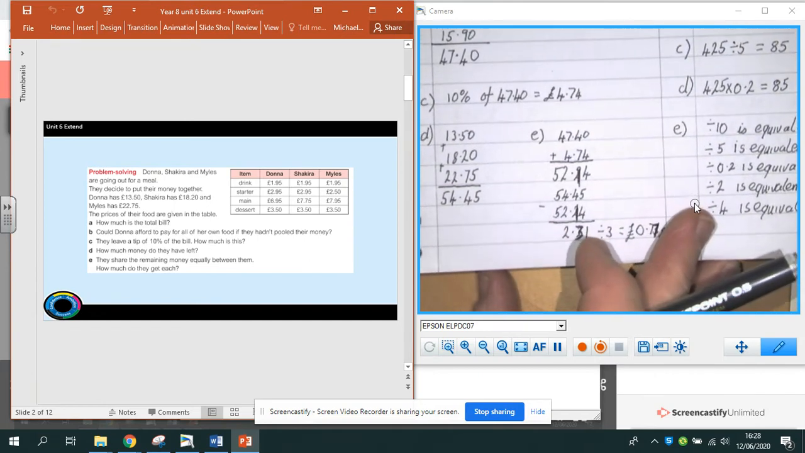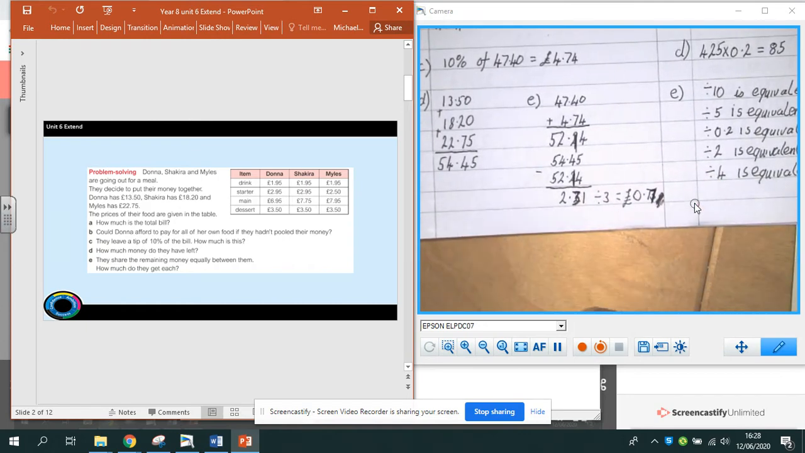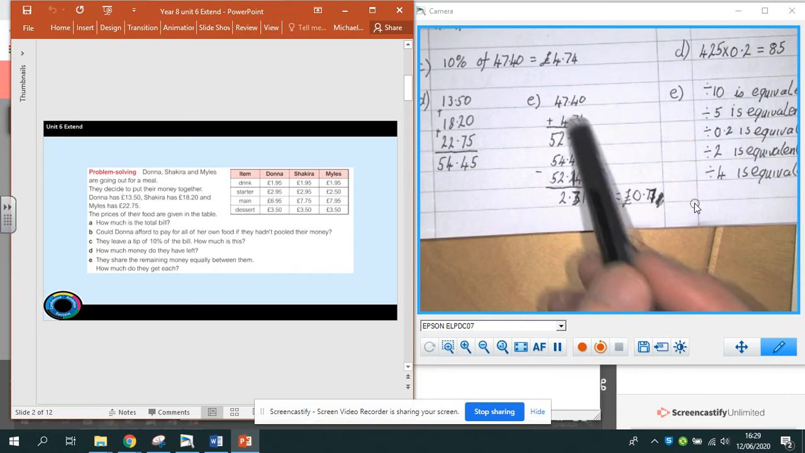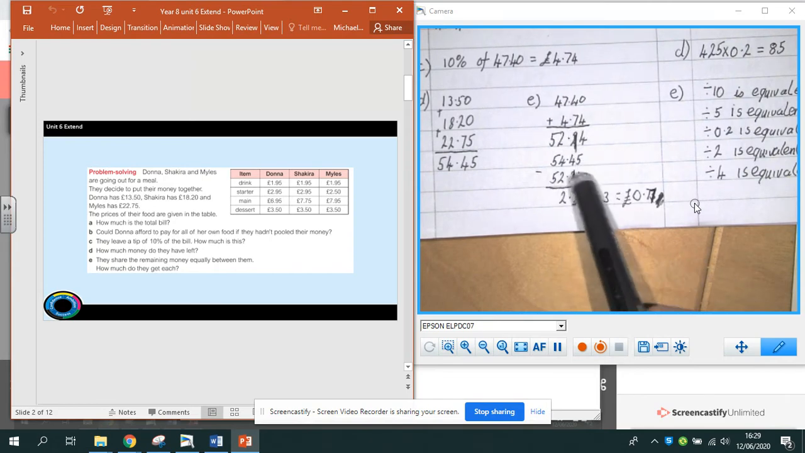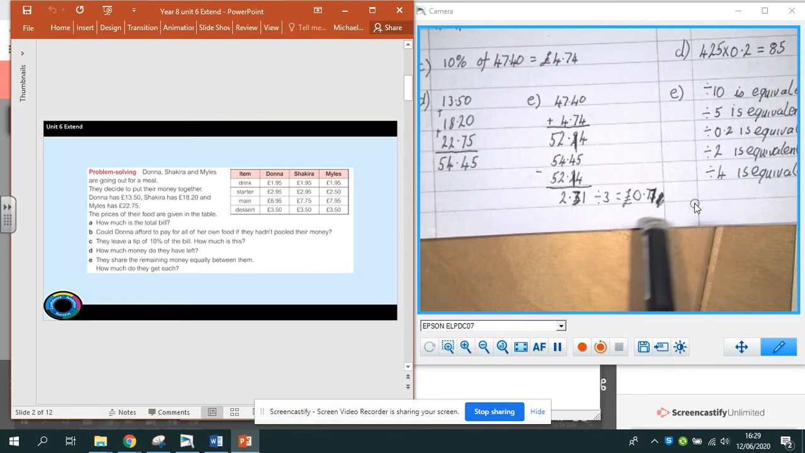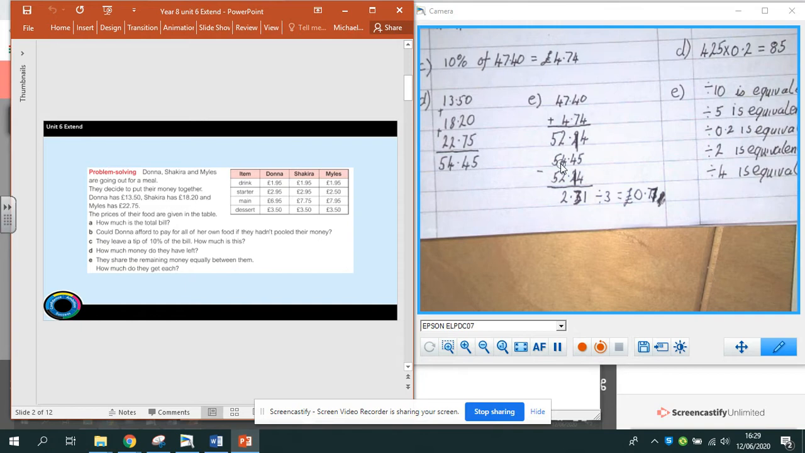How much money do they have left? Well, to find out how much money they have left, the first thing we have to do is add up how much money they've got, which comes to £54.45. Altogether, they spent £47.40 and £4.74, which is £52.14. Sorry, £52.24. It is £52.14. If we take those two numbers away, we get £2.31, which if we divide by 3, we get 77 pence. So each person ended up with 77 pence returned to them.